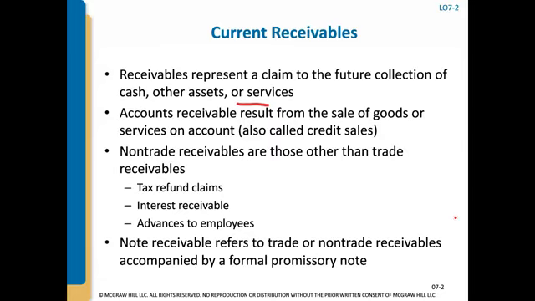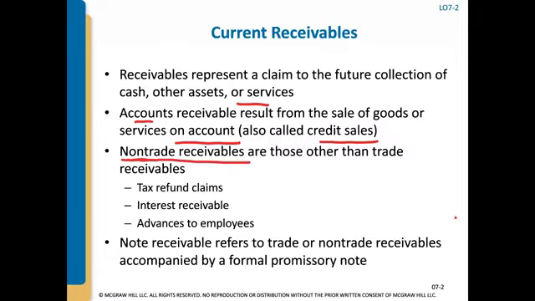So basically, an accounts receivable occurs from the sale of goods or services on account. So it's when your customer or client doesn't have cash to pay, then they put it on credit, on account. You send them an invoice, and then they will send you the money whenever the invoice is due. Those are called accounts receivable.